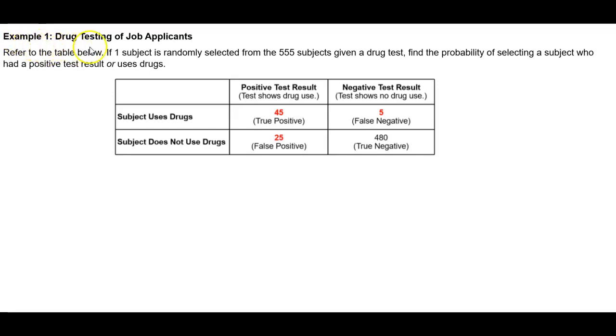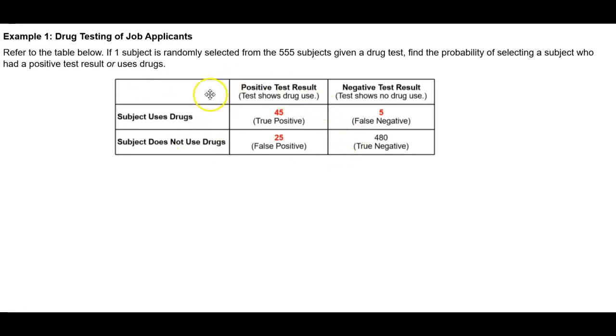Example 1. Drug testing of job applicants. Refer to the table below. If one subject is randomly selected from the 555 subjects given a drug test, find the probability of selecting a subject who had a positive test result or uses drugs.